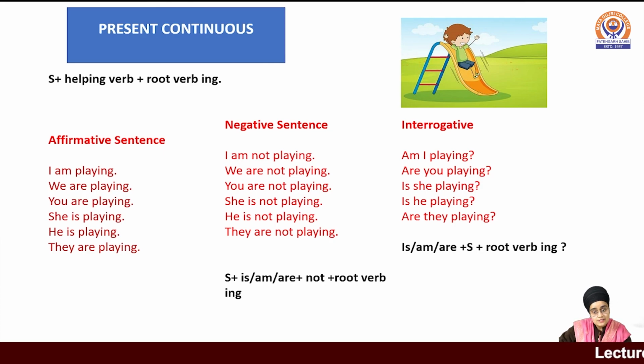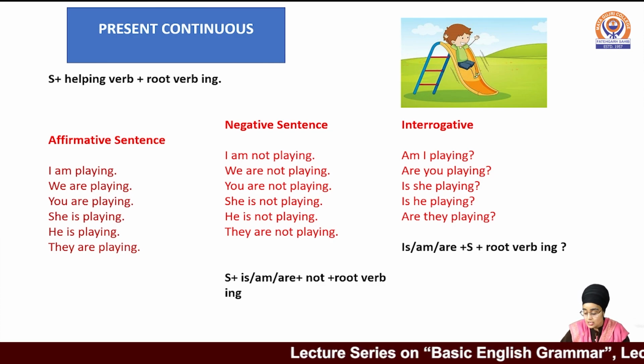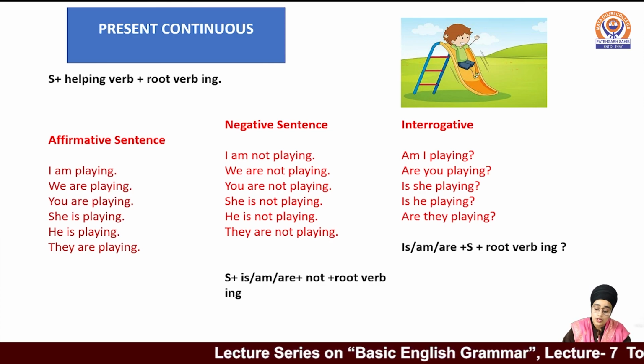Now coming to interrogative sentences or question sentences, similarly as we did in the simple present tense, you are going to swap the position of the subject and the helping verb. So we will begin the sentence with the helping verb. Am I playing? Are you playing? Is she playing? Is he playing? Are they playing? So it will be is or am or are plus the subject plus root verb in the ing form.